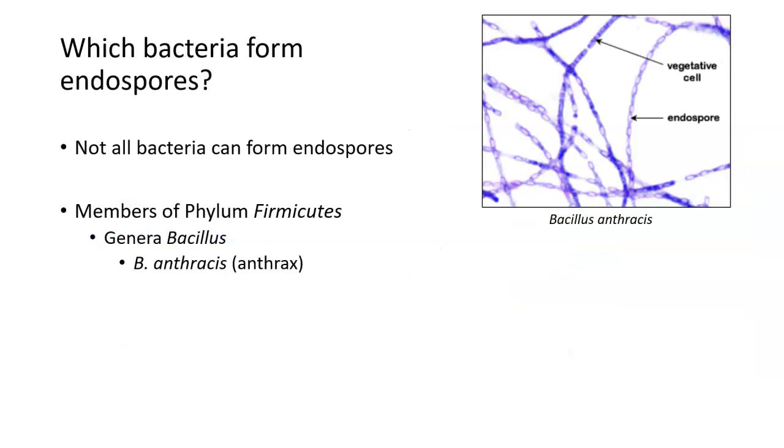Not all bacteria are able to form endospores. Only certain species or groups are able to do it, one of which is the phylum called Firmicutes. You can see one of the members of this group here that's able to form endospores, in the genus Bacillus. This bacterium is called B. anthracis, the bacterium that causes anthrax.